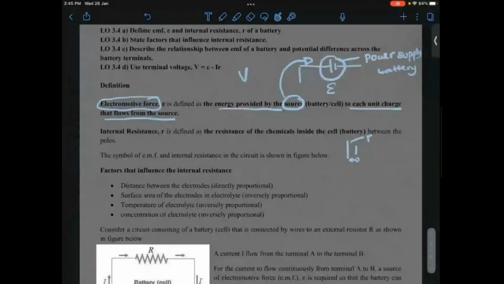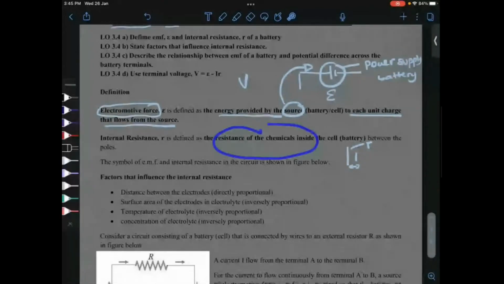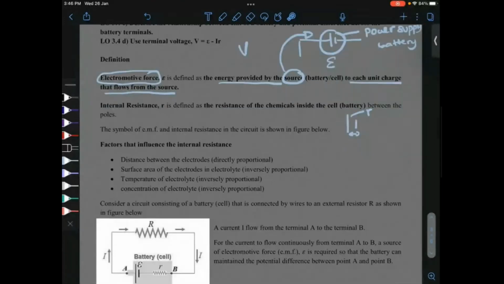So you will have the resistance in the chemical. This is what we call as the internal resistance, iaitu resistance yang wujud di dalam bateri kamu, iaitu your power supply ni. Okay, so resistance ini, internal resistance ini di dalam EMF sebenarnya. Okay, it is present in the EMF.